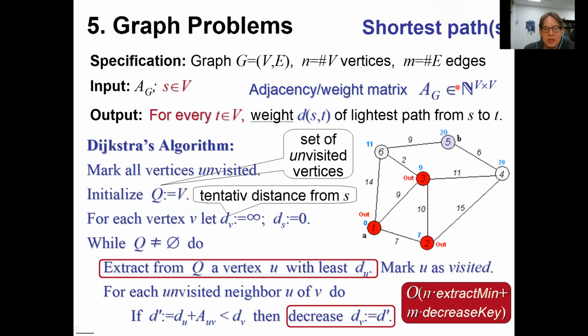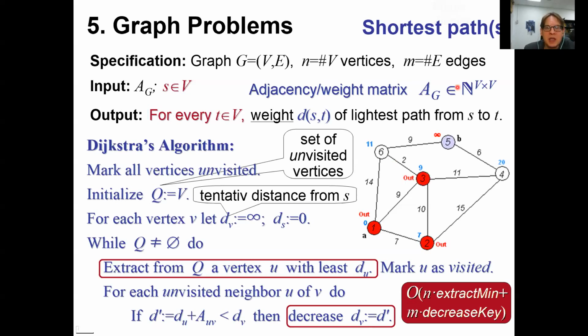O of n squared. But in case the number of edges is less than n squared, if we have a sparse graph, that's the terminology, then it is beneficial to use a more advanced data structure for the priority queue, one where extract min is cheaper. And maybe decrease key can be a little bit more expensive.